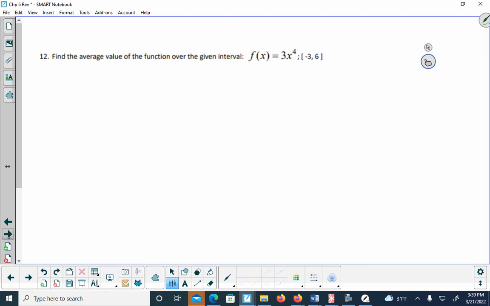Moving on to 12, find the average value. As soon as it says average, remember when you find the average, you take the total and you divide it by the number of numbers you have. So in this case, it wants the average value over a given interval. The interval is from negative 3 to 6, so I'm going to take 1 over 6 minus negative 3.